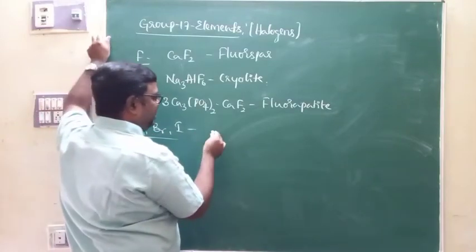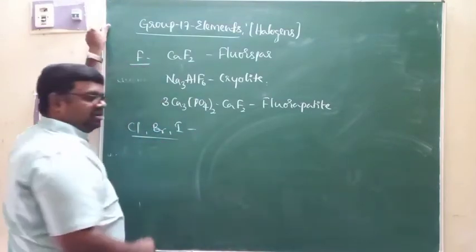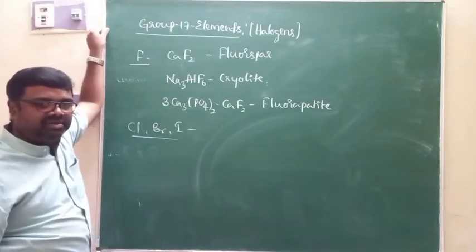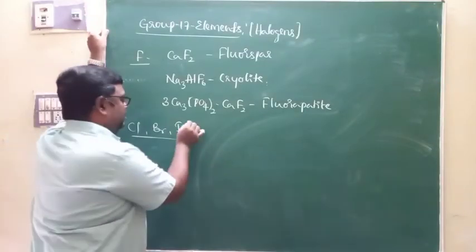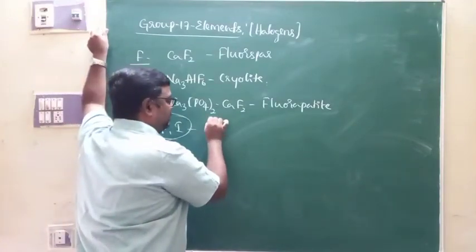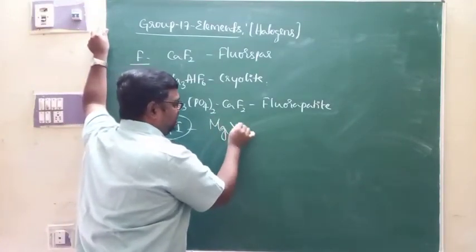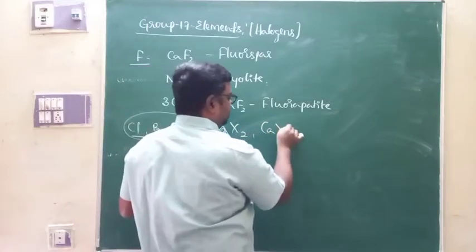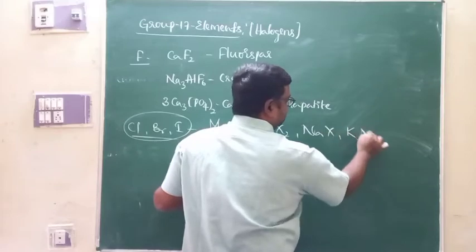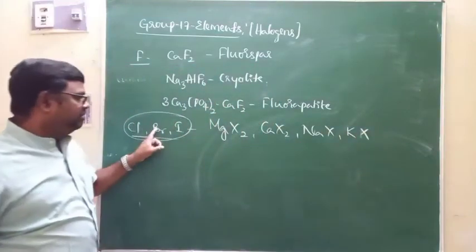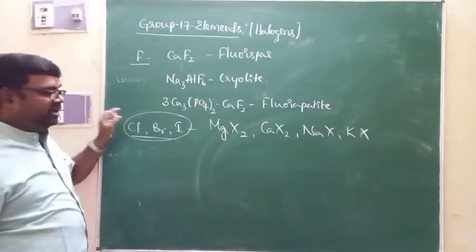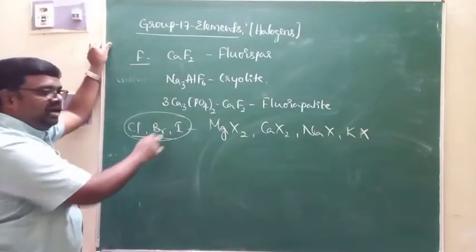elements are available in seawater in the form of halides: sodium chloride, potassium chloride, magnesium chloride. In seawater, these elements are available in the form of halides of magnesium, calcium, sodium, and potassium. X may be Cl, Br, and iodine. That is the main occurrence of chlorine, bromine, and iodine.